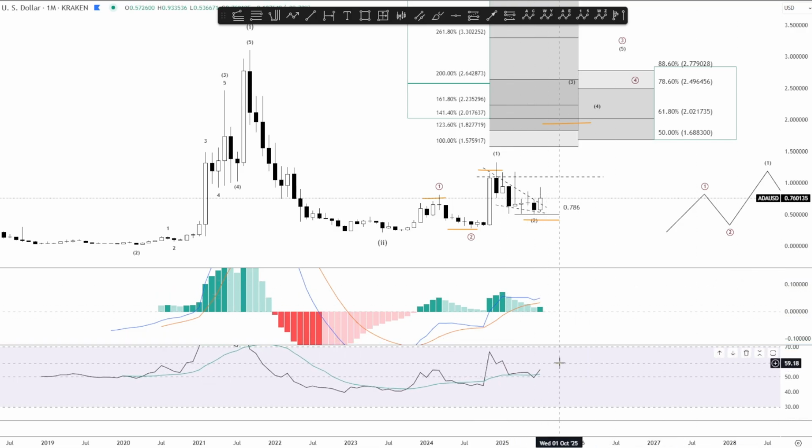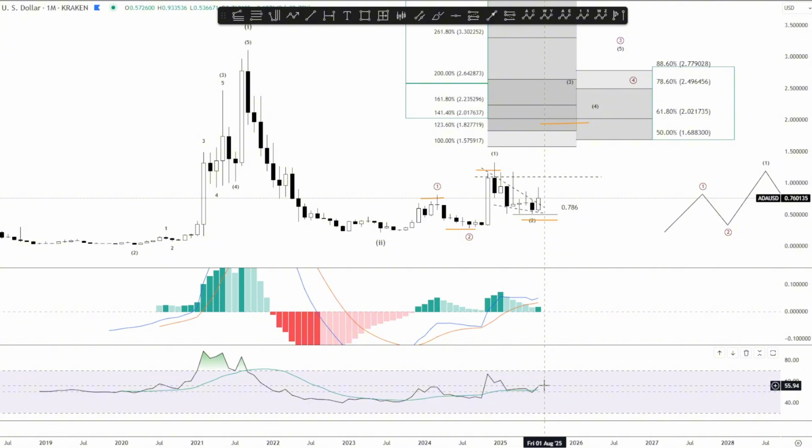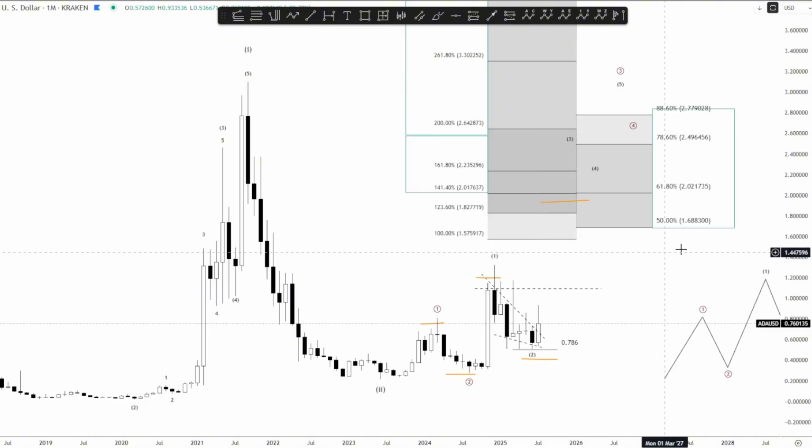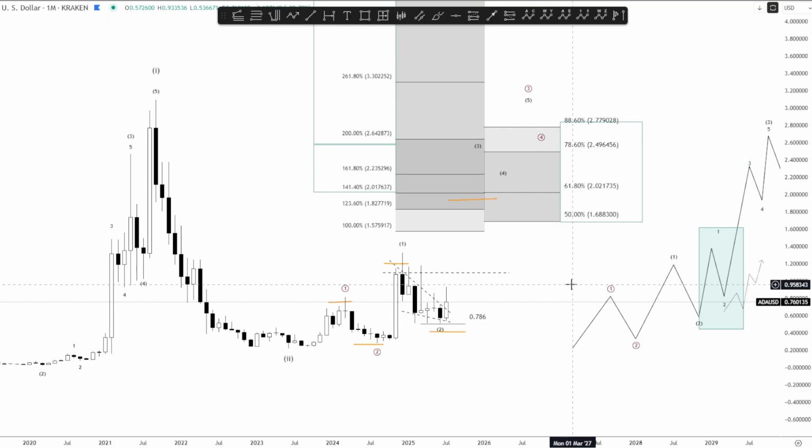The RSI, as I said in my previous video, should in this cycle at least retest this overbought area at 70. So overall the macro picture is looking bullish. We are in a bull run. We are expecting much higher prices for ADA.